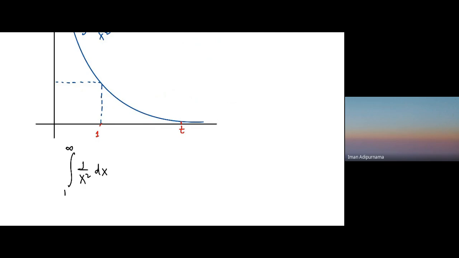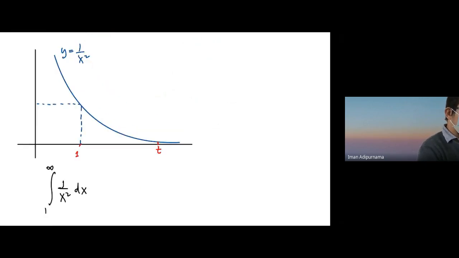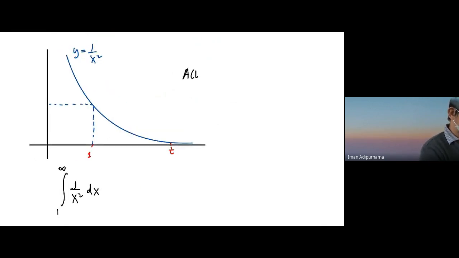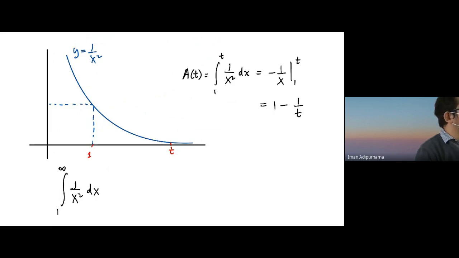If we take these integrations as functions of t for the area, we take the integration. We can write down that this is negative 1 over x, and we put 1 and t. We get that this is actually 1 minus 1 over t, right? Okay.